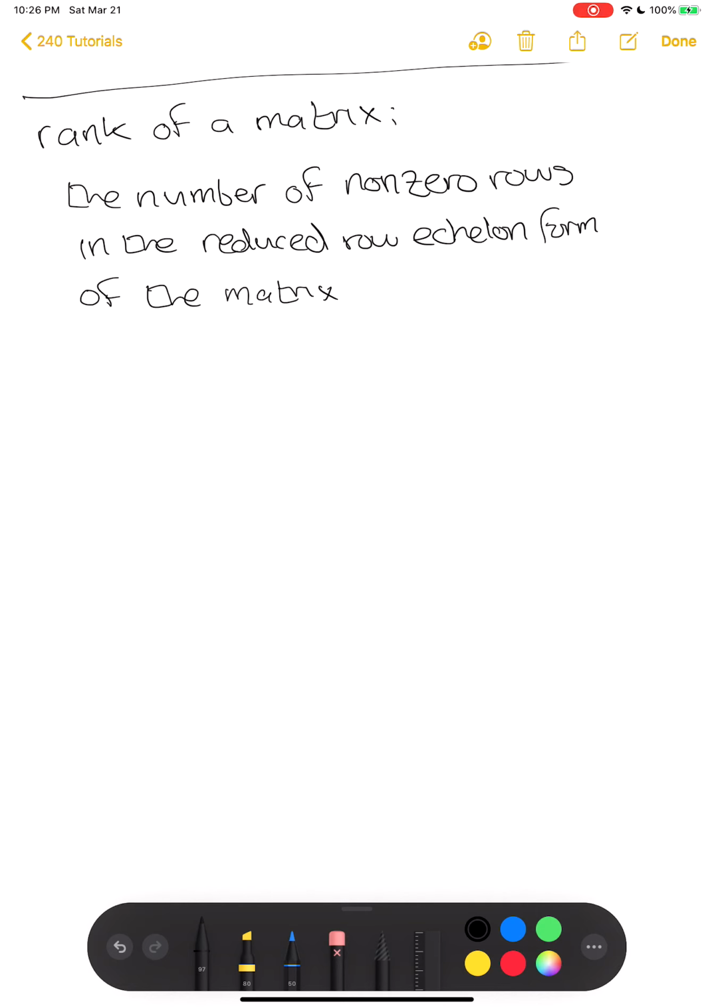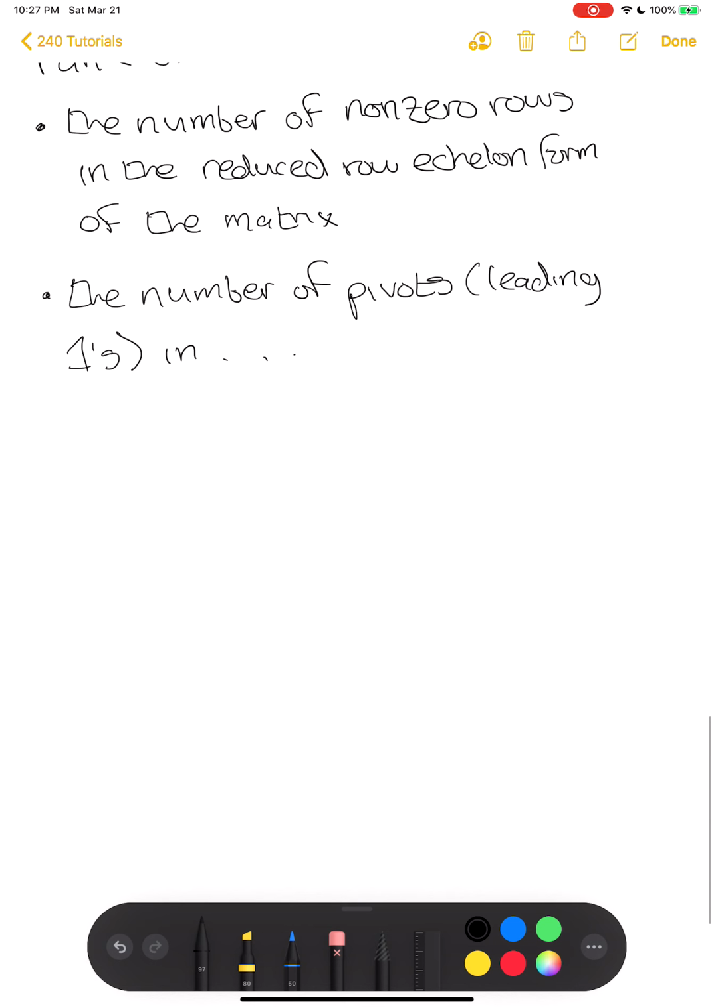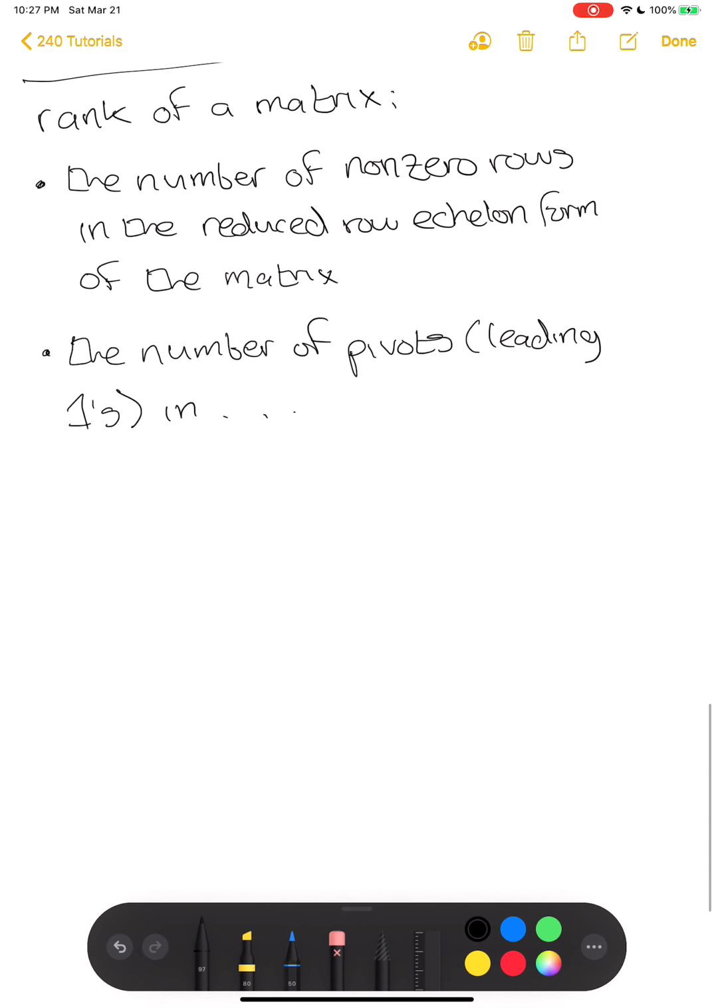I should also note that it's also defined, and some people like this notation better, as the number of pivots, which are also called the leading ones, in the reduced row or the row echelon form of the matrix. So we'll talk about how you find this exactly at a later date, but pretty much, or no, I guess I'll just say it now. Pretty much you row reduce your entire matrix, and then you figure out how many non-zero rows you have. It's pretty simple.